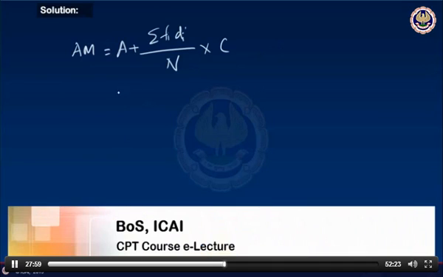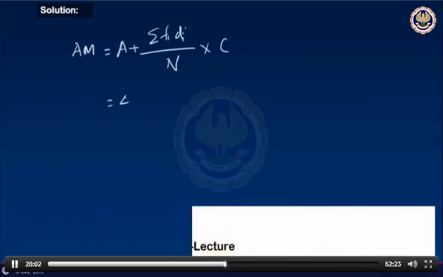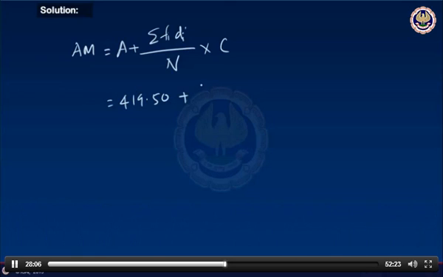Now coming to the important thing, which is the arithmetic mean, using the formula m equal to a plus summation of fi di by n into c. In the earlier slide, a is the assumed mean, which is 419.50, and summation of fi di is minus 43 and which is 308, the sum of the frequencies is n, and the length of the class interval is 20.